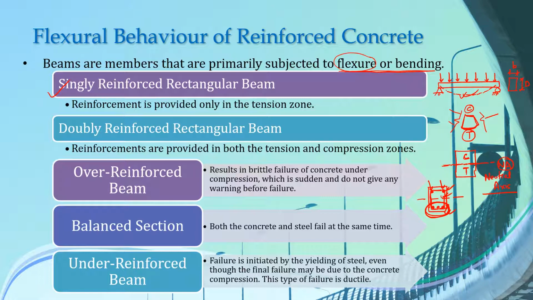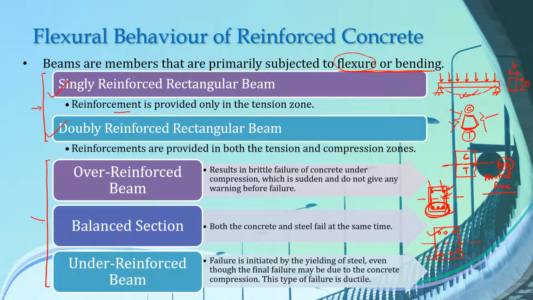But when the reinforcement is provided in both compression and tension zones, then that type of beam is known as a doubly reinforced beam. For example, we have 3 bars here in the tension zone and 3 bars in the compression zone. This is our doubly reinforced beam. So one classification of reinforced concrete beams is in this way. On the basis of where our reinforcements are present, we can classify our RC beams.